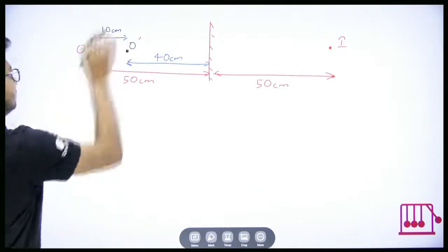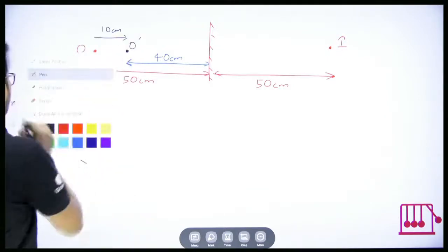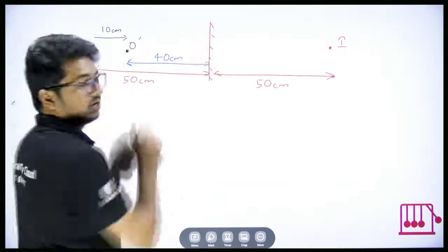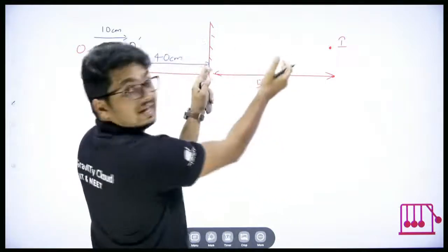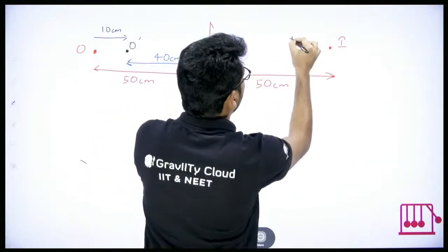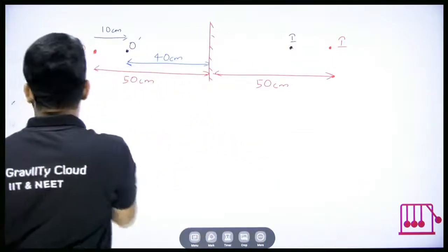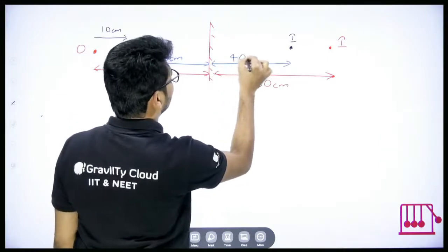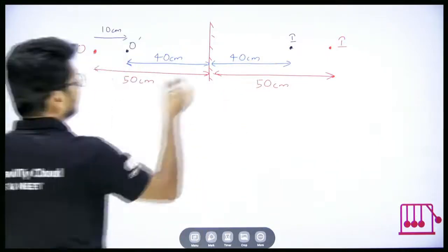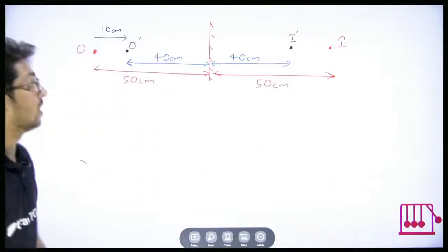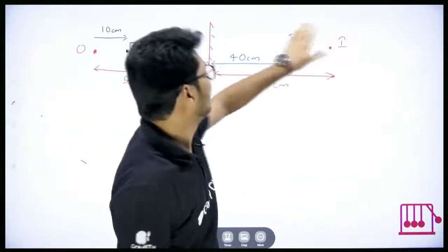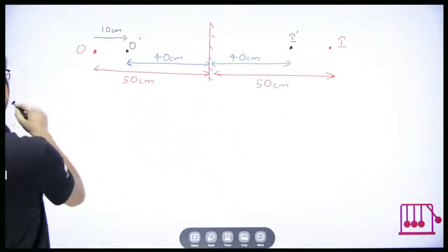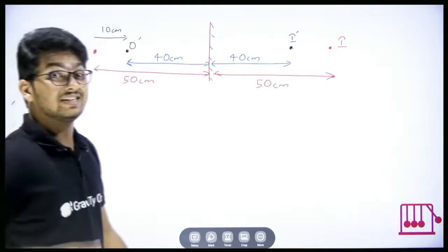Good. So if the object is here at O dash, where will its image be? Same distance. So distance of object from mirror is 40. So distance of image from mirror will also be how much? Will also be 40 centimeter. So let's call this as I dash. So look at the image. The image was first here, then it has come to this position. So how much distance did the image move?